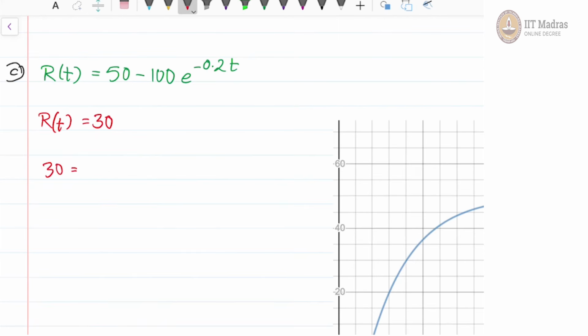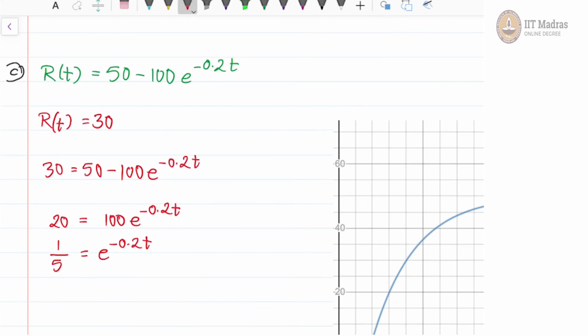So 30 is equal to 50 minus 100 times e raised to minus 0.2t. Okay, so 30 minus 50 gives me minus 20, equal to minus 100 times e raised to minus 0.2t. Now these minus signs will cancel each other off, and then you simply rewrite this expression: 20 by 100, which is 1 by 5, is equal to e raised to minus 0.2t. Now I have to stop here because right now I don't have any way to see what t will be when e raised to minus 0.2t is 1 by 5.